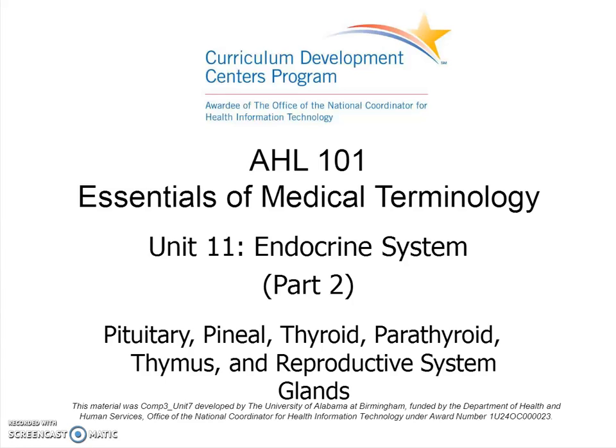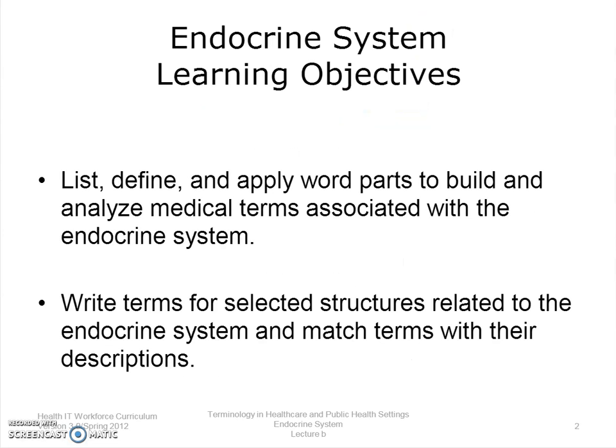This is part 2 of the endocrine system lecture. In part 1, you learned about the endocrine system in general and were provided with specific information about the adrenal glands and the pancreas. Part 2 focuses on the pituitary, pineal, thyroid and parathyroid, thymus, and reproductive system glands. The objectives for this unit were already presented in part 1.